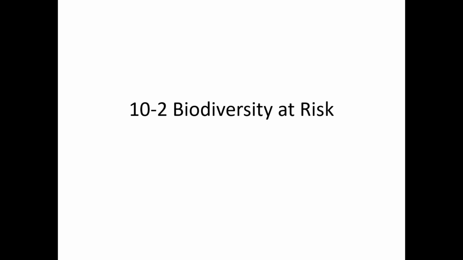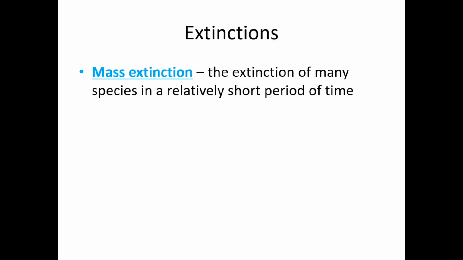This section is on biodiversity at risk. The first term that we need to know is mass extinction. Mass extinction is the extinction of many species in a relatively short period of time. Scientists warn that we are in the midst of a mass extinction. Over the past 200 years, between 1800 and 2000, 25% of all species on Earth may have become extinct, and this is due to anthropogenic causes.